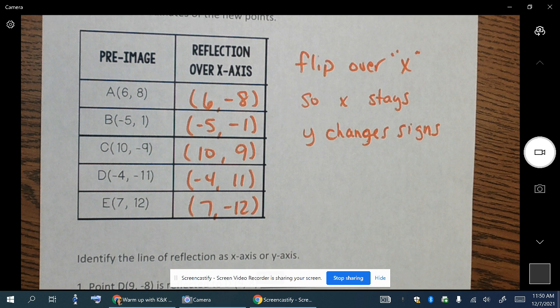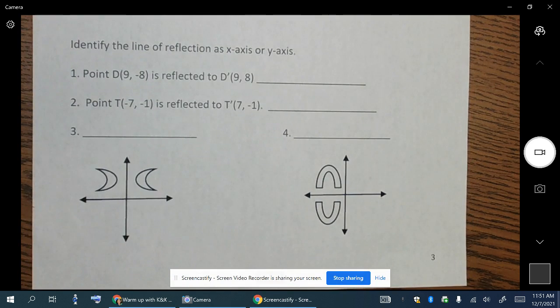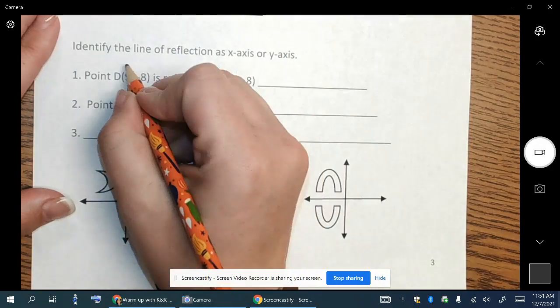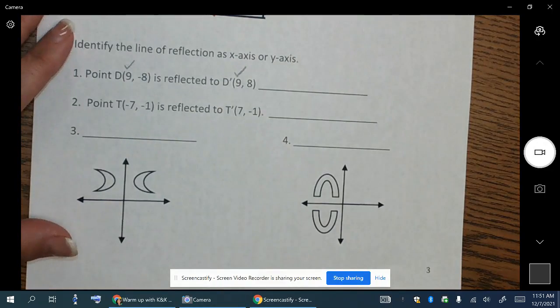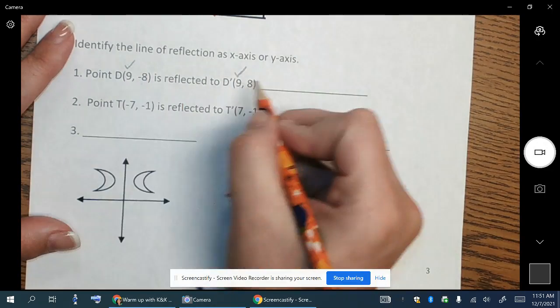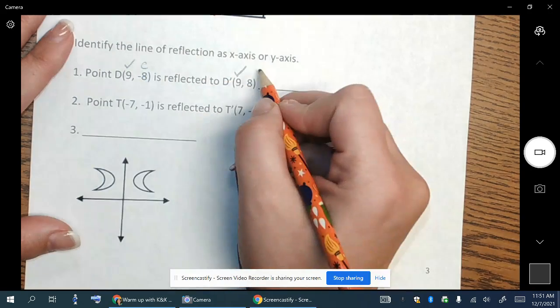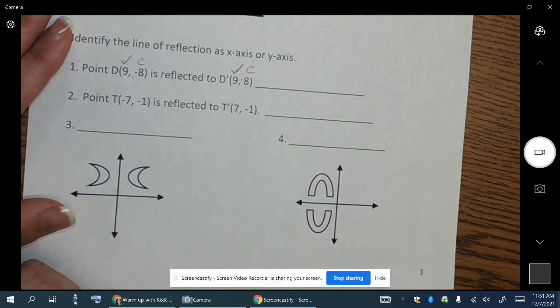No. Okay, last thing, let's look at the pictures. Well, the first one is not a picture. I have points. Look at my x. It was 9 and it's still 9. So did x stay the same? Yes. Okay, my y's. What happened to my y's? They changed. So when the y changes, what does that mean it's flipping over?